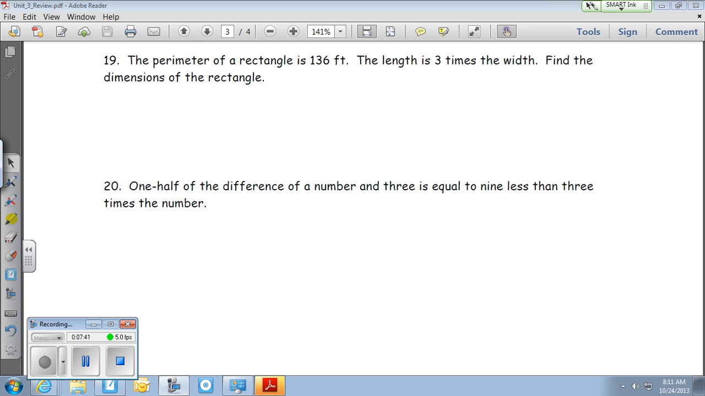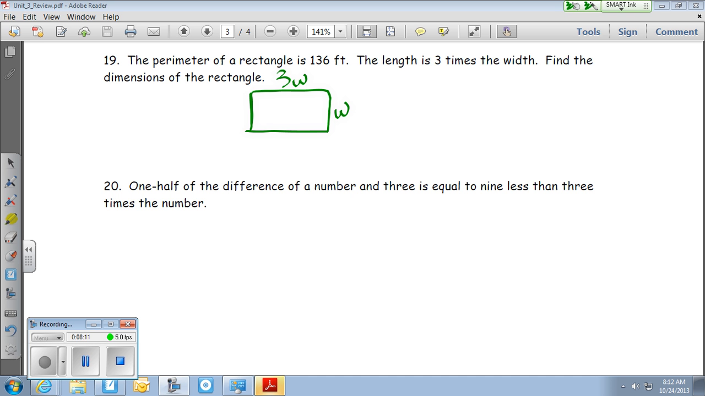All right, number 19, the perimeter of a rectangle is 136 feet. The length is 3 times the width. Find the dimensions of the rectangle. All right, so the first thing I'm going to do is draw my rectangle. And I have the width, and I know that the length is 3 times the width. So make sure that you're not just doing W and L, because they're defining what L is, and it's related to the width. So then I've got width, and I have 3 times the width as my dimensions.